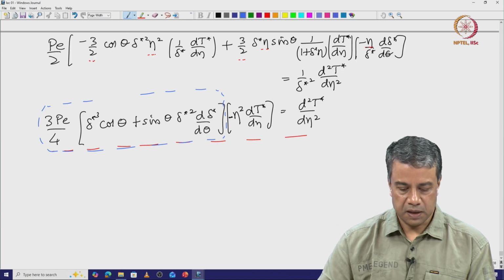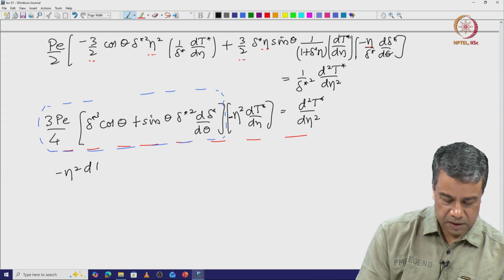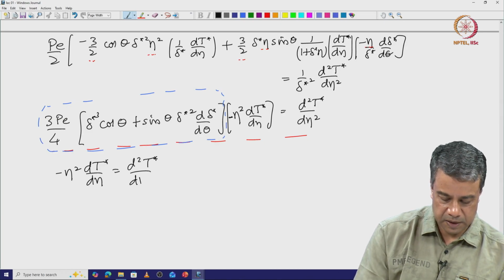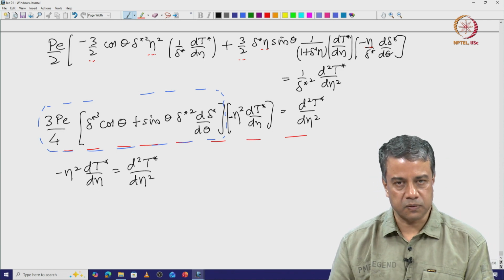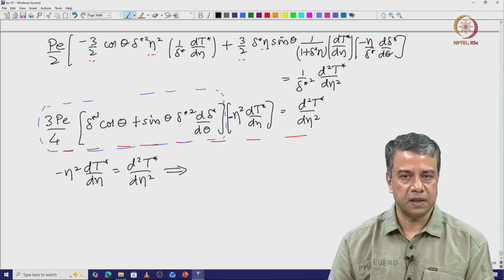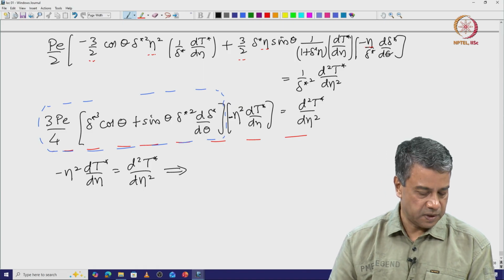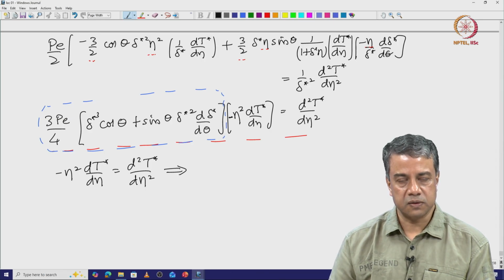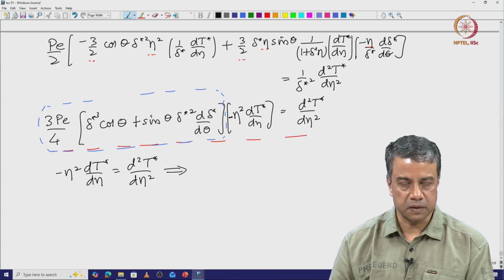And then the equation for eta turns out to be minus eta square dT star by d eta is equal to d square T star by d eta square. That is the solution for the temperature field in terms of eta if this constant is equal to 1. This is the same as what we saw for a flat plate and for a stagnation point flow. Boundary conditions are the same. T star is equal to 1 at eta is equal to 0, the surface. T star goes to 0 as eta goes to infinity, far from the particle.